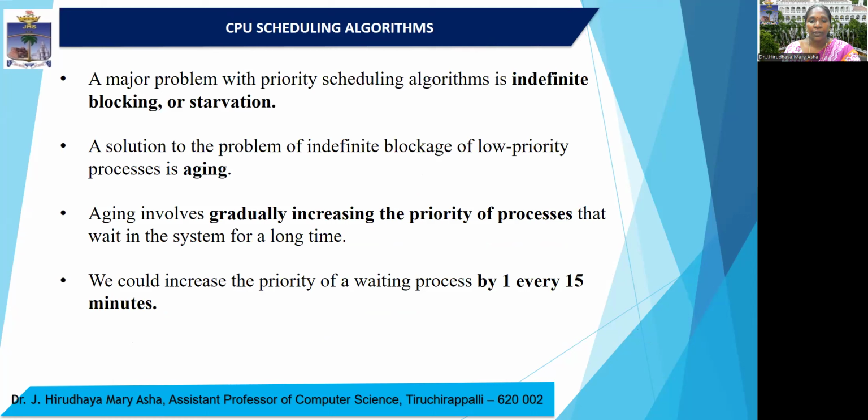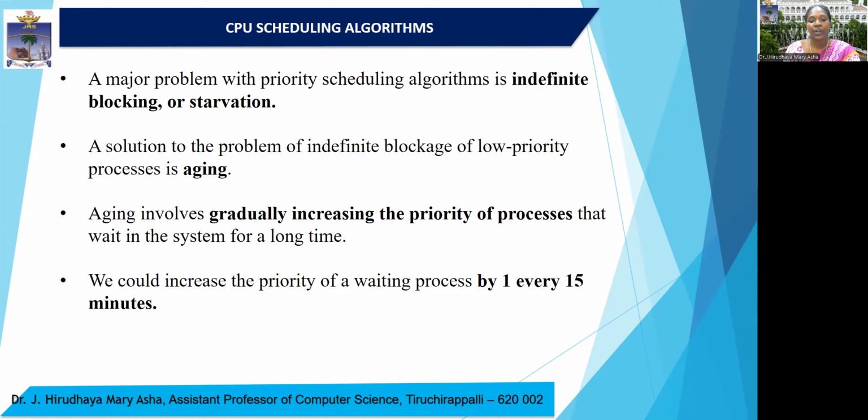In this priority scheduling, the major problem is indefinite blocking or starvation. Indefinite blocking or starvation means the new process has to wait based on its priority. And here, starvation or indefinite blocking is solved by a process called aging. Aging means you gradually increase the priority of the process depending upon its waiting time.